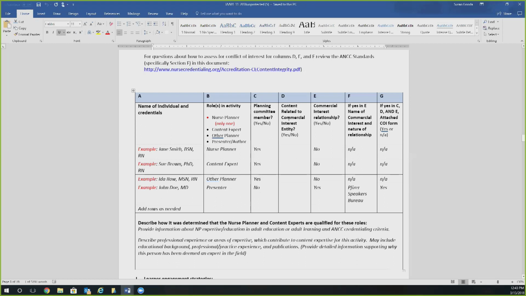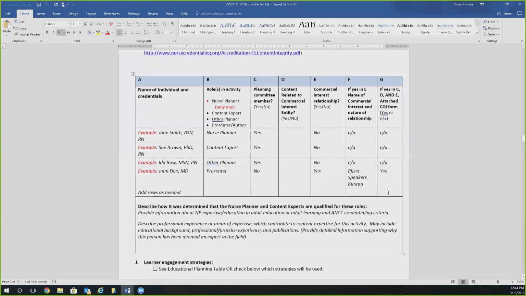Are they a planning committee member? Is the content related to a commercial interest entity? If your answer is no, all of these should actually be no as well. But if it does relate, then you need to go through and answer sections E, F, and G of the planning table. And if you get to G and you have yeses, then you need to attach the conflict of interest form to your application.